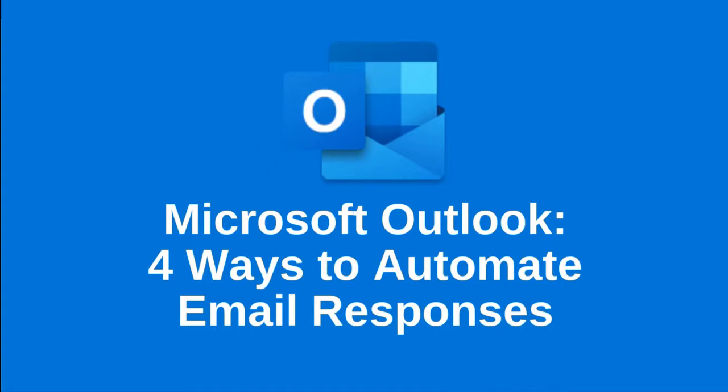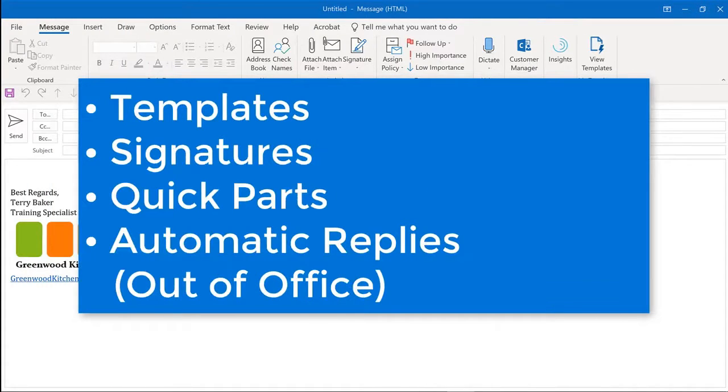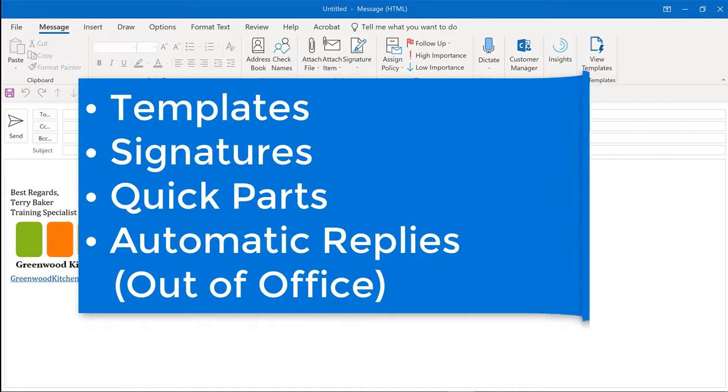How can you save time with Microsoft Outlook? Hi, I'm Dawn. In this online training, we'll look at four ways to automate email responses: templates, signatures, quick parts, and automatic replies, often referred to as out-of-office replies.